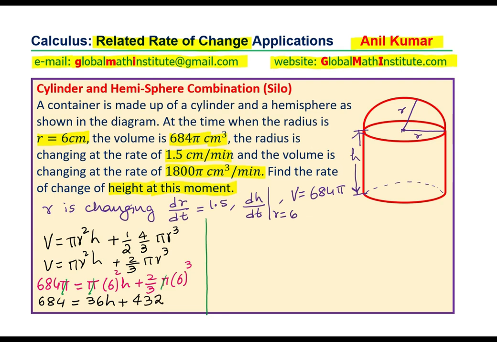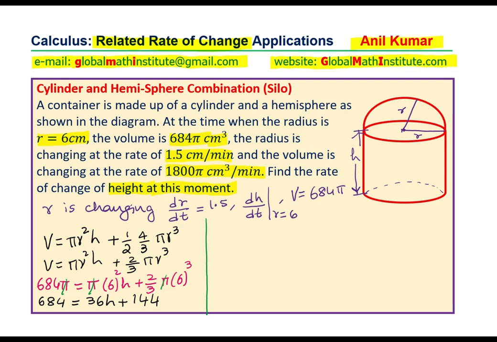Correct? Divide by 3. We have to do divide by 3 also. So 432 divided by 3 is 144. Correct. So 2 times 6 cubed divided by 3 gives us 144.